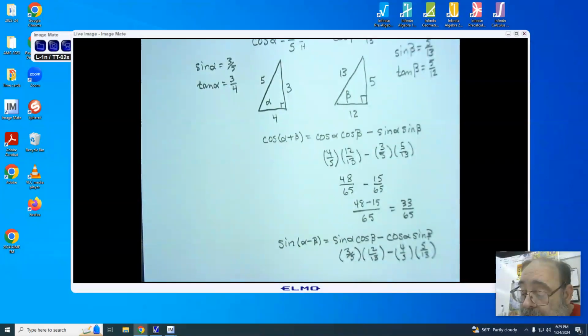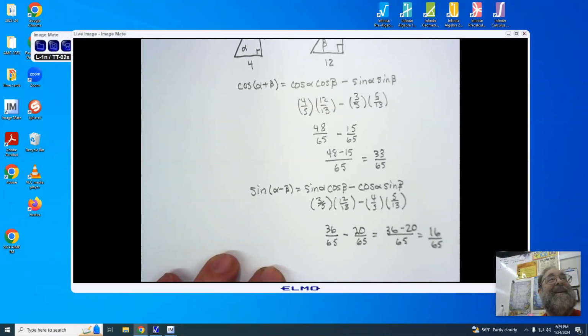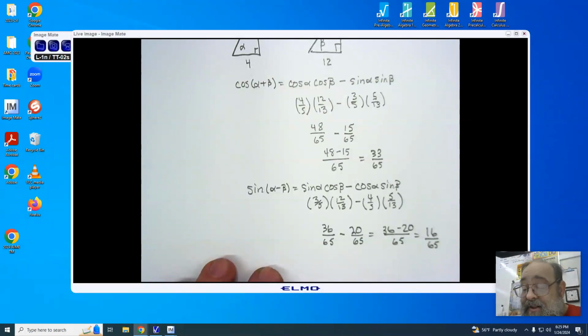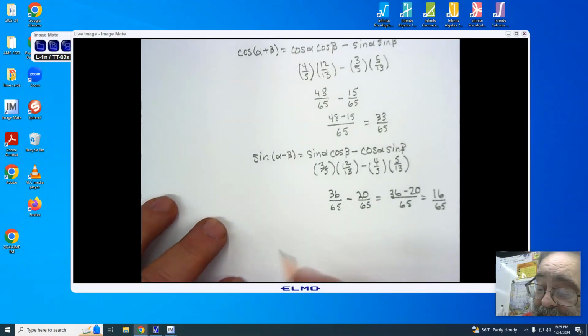When I multiply, I end up getting 36/65 minus 20/65. Therefore, I have 36 minus 20/65. My answer turns out to be 16/65. And that's what we're looking for. Let's go ahead and do a tangent, shall we?